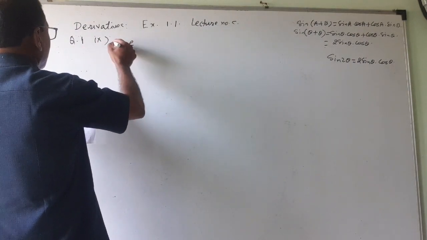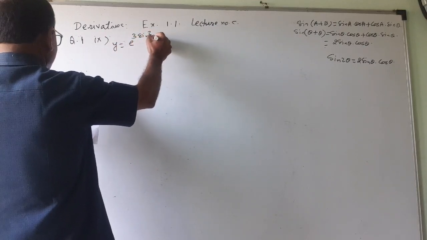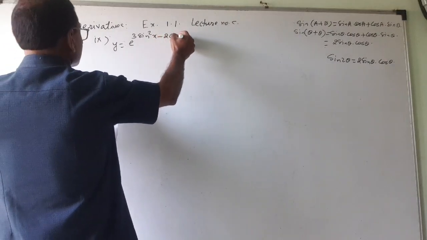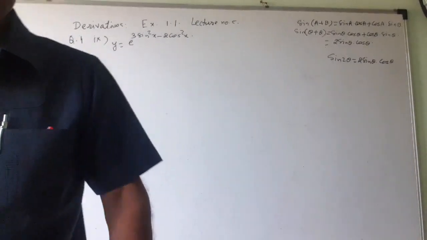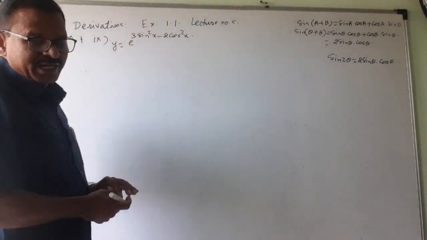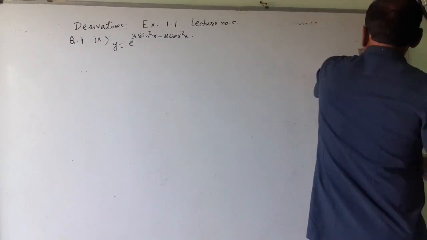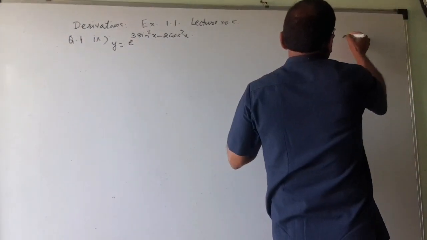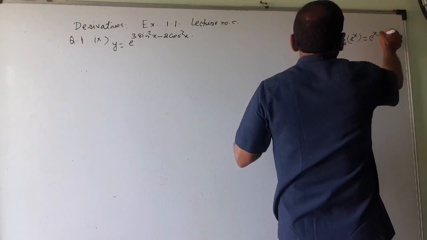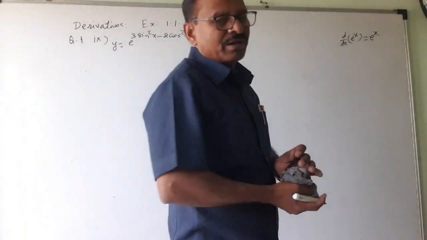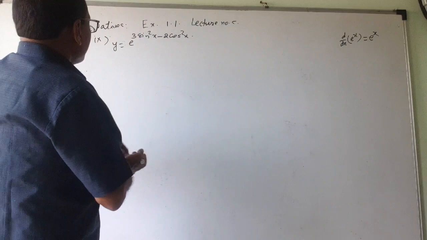I will write y equal to e raised to 3 sin square x minus 2 cos square x. Here it is e raised to something. Derivative of e raised to, what is the formula for the derivative of e raised to x? d by dx of e raised to x is nothing but e raised to x. For the derivative and integration, it remains the same. So here also it is e raised to, so the derivative will be the same.